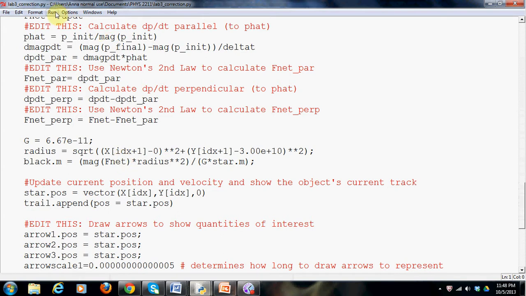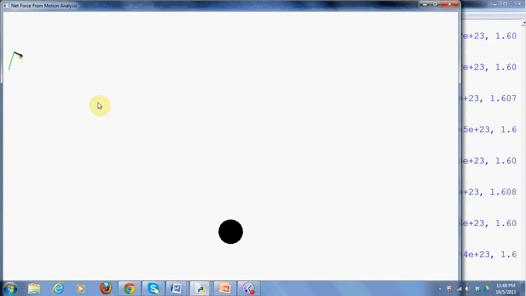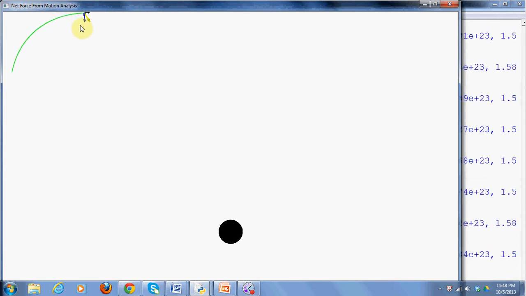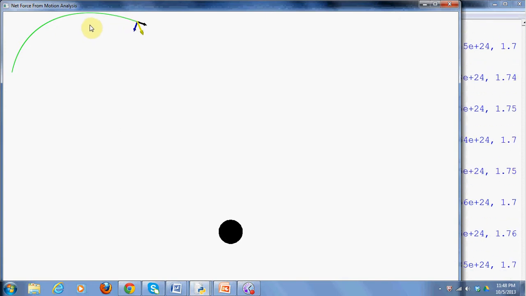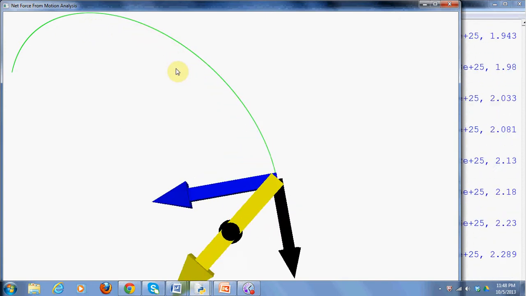But here is what our model looks like. And as you can see, the arrows start off really, really small, and then they're going to gradually get much, much bigger.